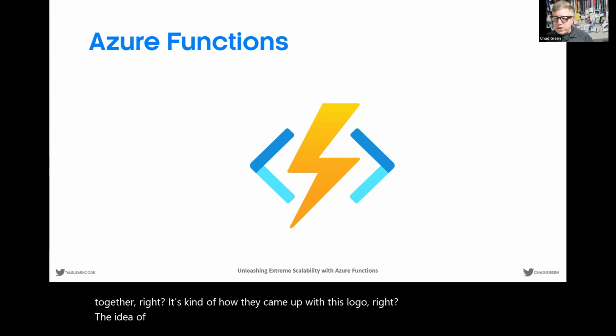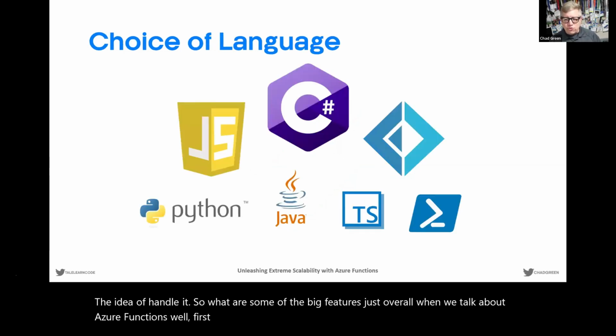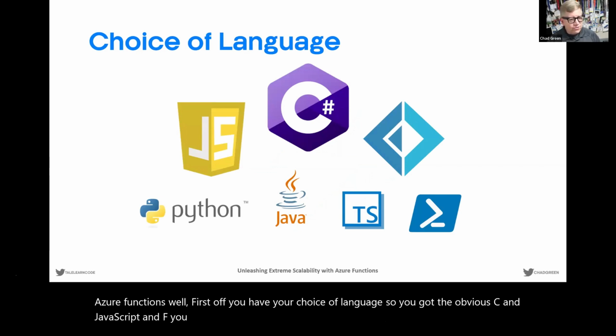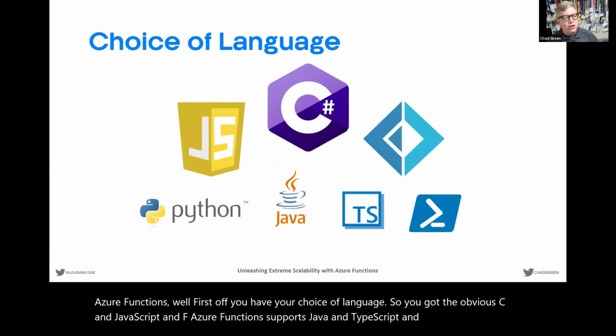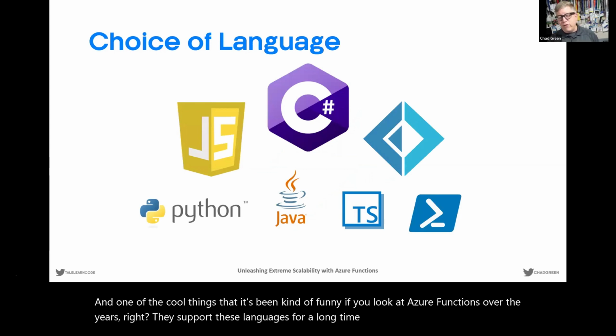So what are some of the big features, just overall when we talk about Azure Functions? Well, first off, you have your choice of language. So you've got the obvious, C# and JavaScript and F#. But Azure Functions supports Java and TypeScript and Python and Bash. And one of the cool things, it's been kind of funny if you look at Azure Functions over the years, right? They've supported these languages for a long time, but not everything was supported, right?